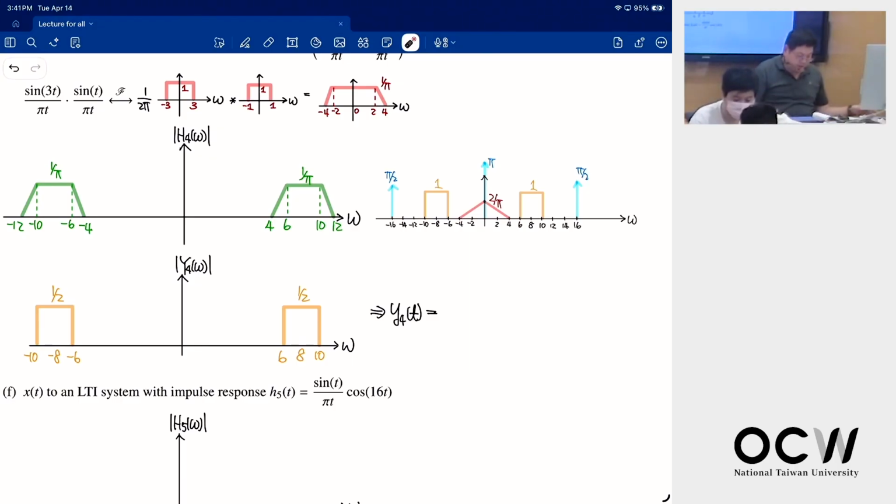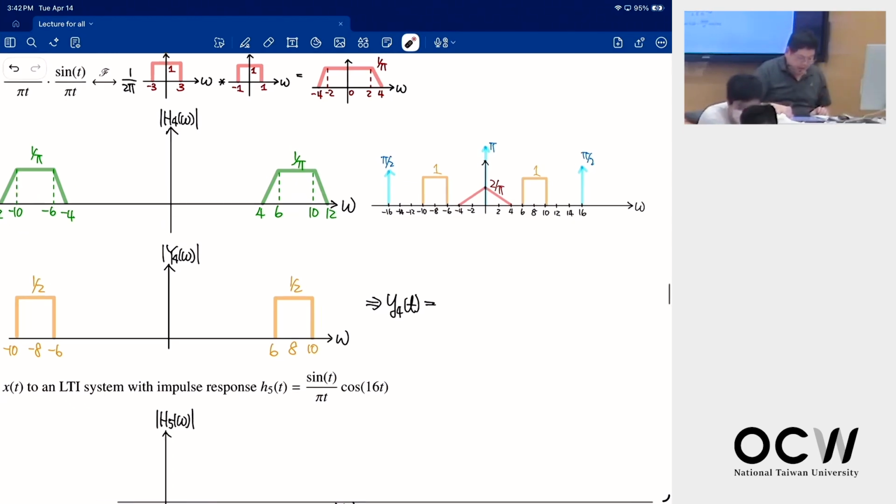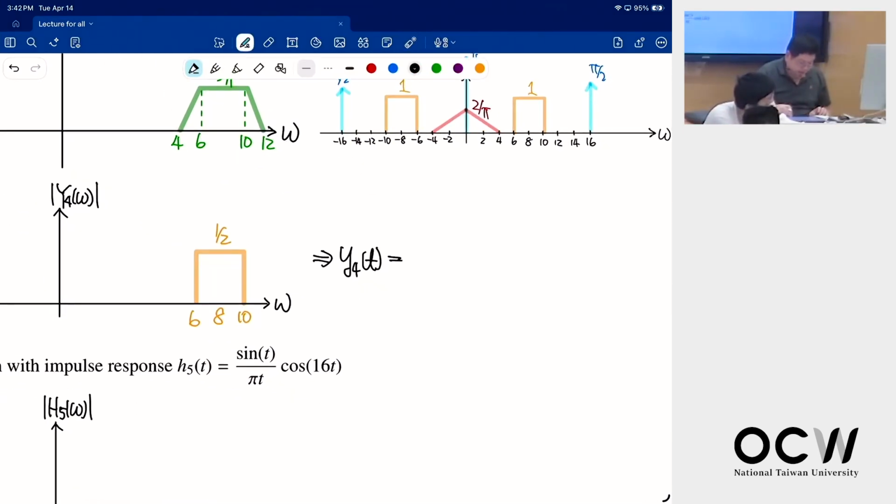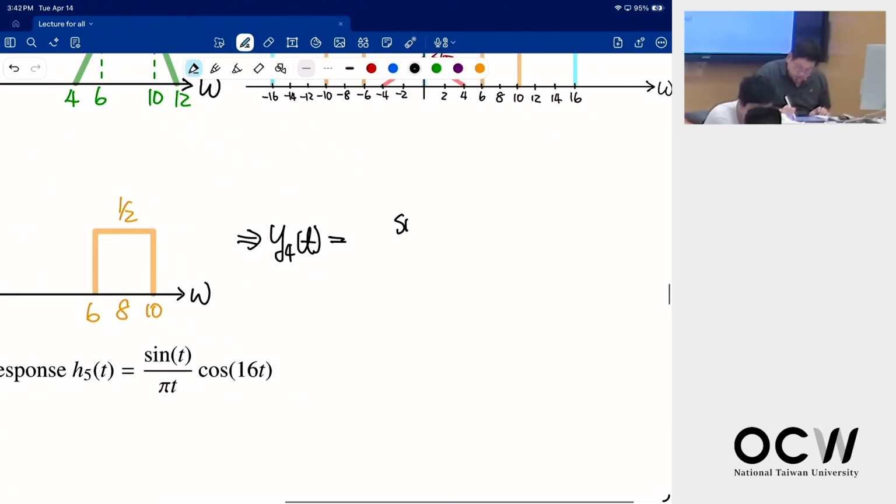This width, 6 to 10, is like from -2 to 2. So this is sine 2t divided by pi t, times cosine. I shift by 8.